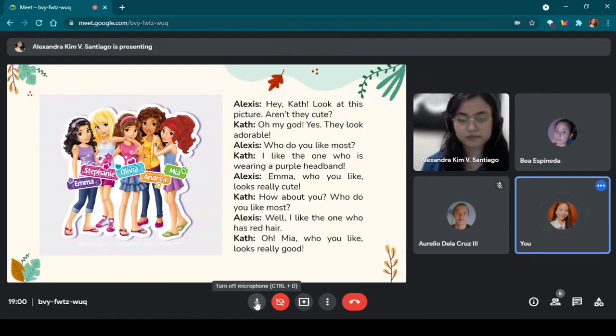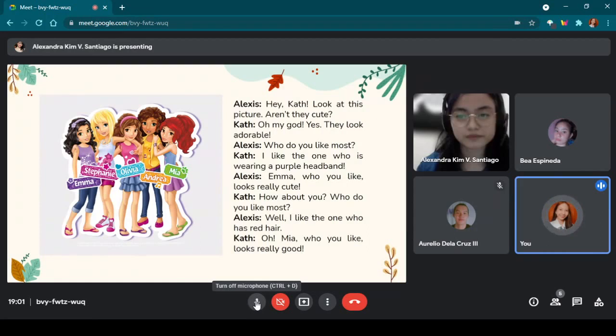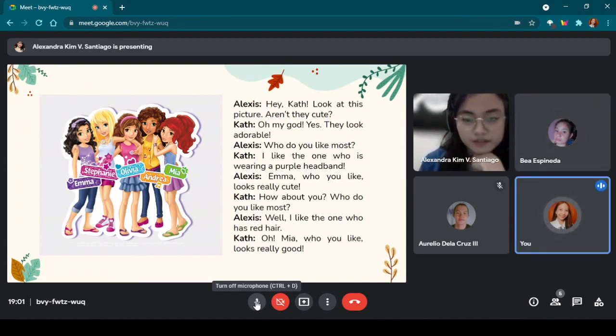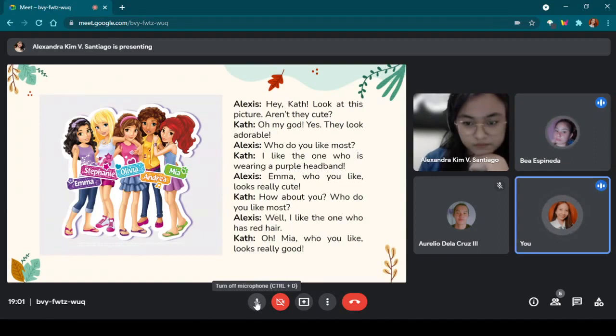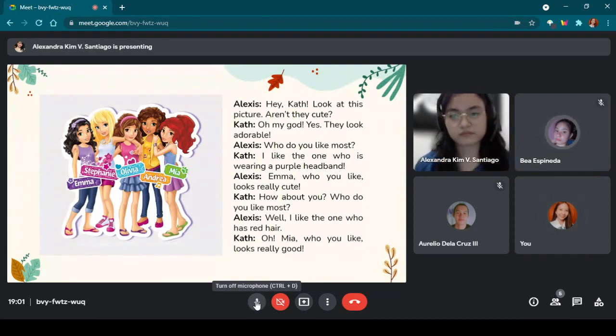Hey, Kath. Look at this picture. Aren't they cute? Oh my god, yes! They look adorable. Who do you like most? I like the one who is wearing a purple headband. Emma, who you like, looks really cute. How about you? Who do you like most? Well, I like the one who has red hair. Oh, Mia, who you like looks really good.